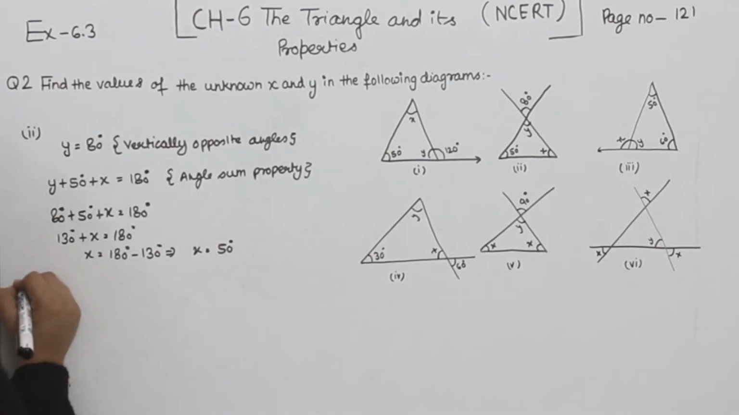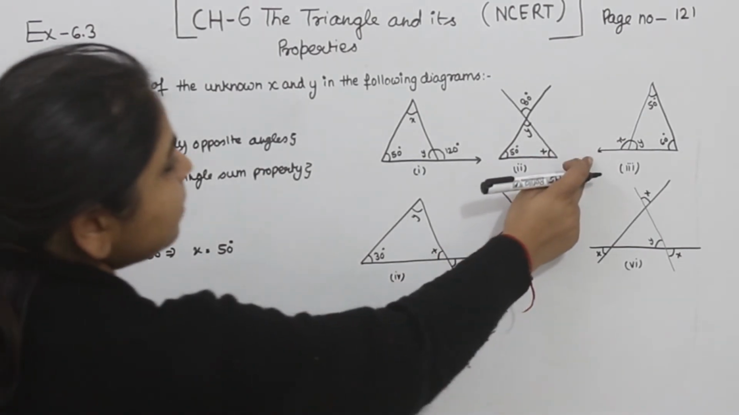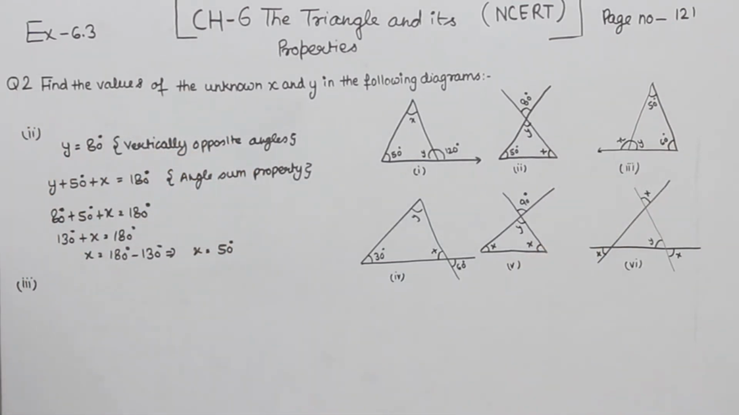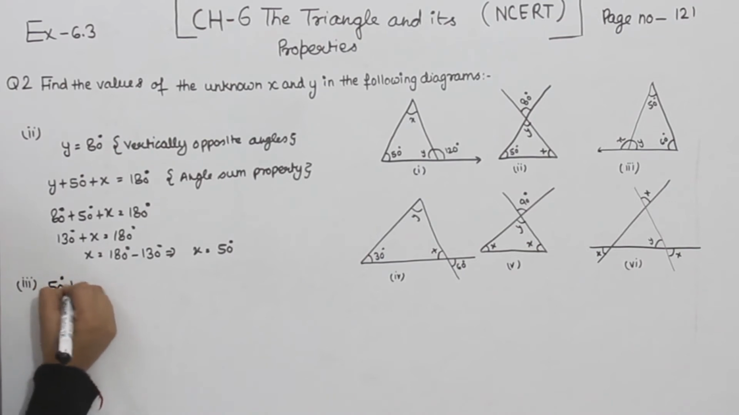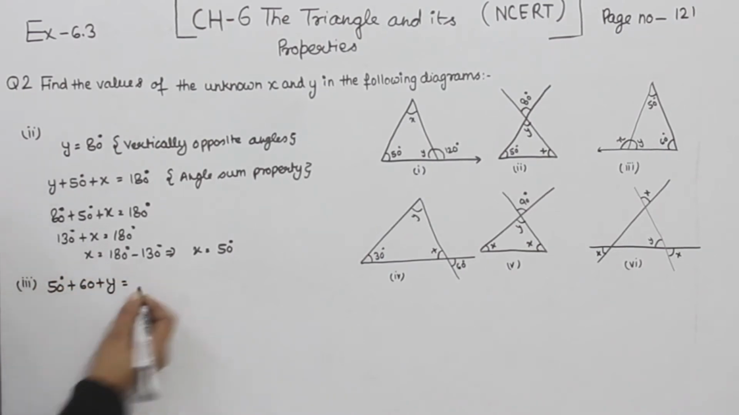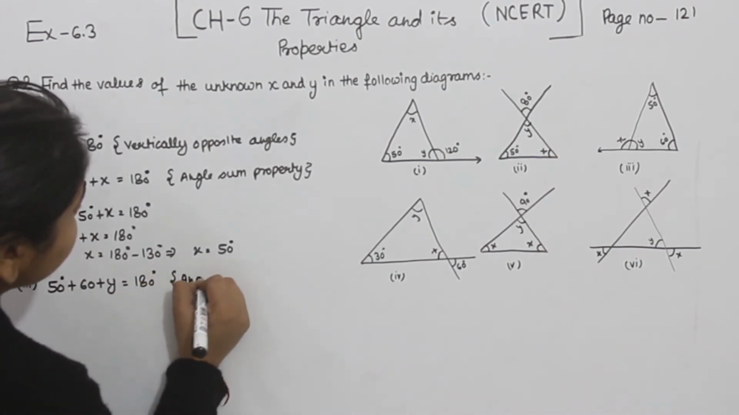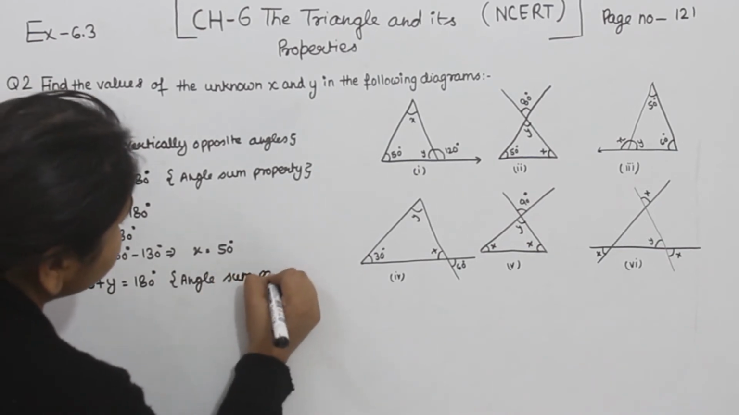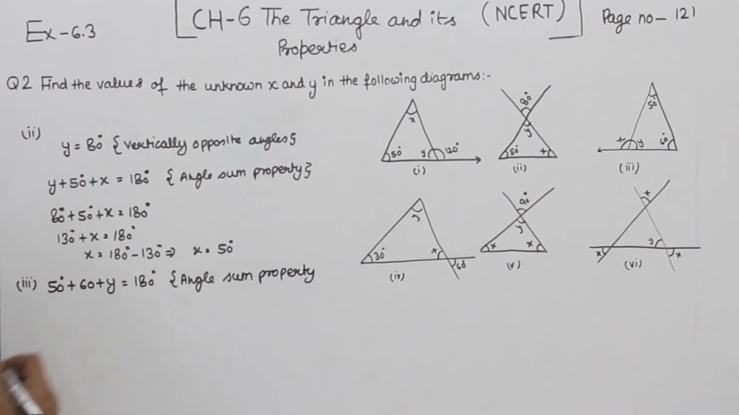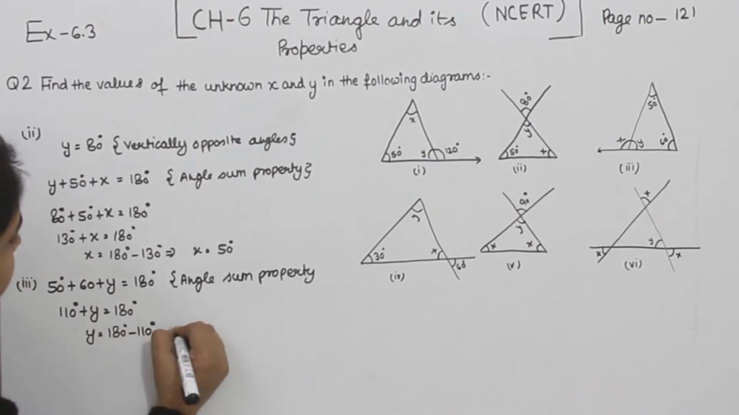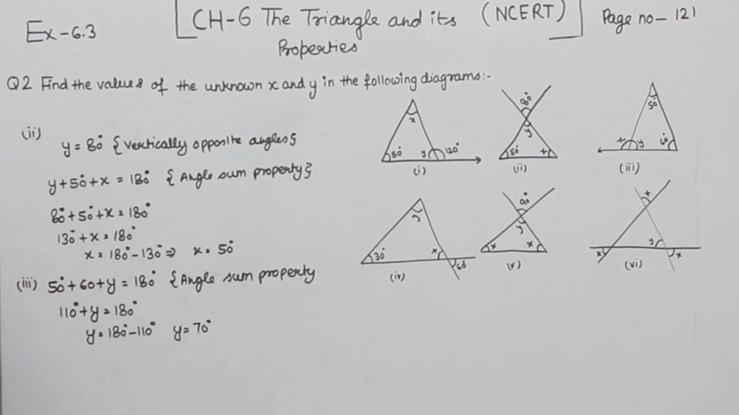Now comes the part 3. This is the part 3. This one is x, this one is y, this one is 50 and this one is 60. First we'll find out y. So 50 degree plus 60 degree plus y is equal to 180 degree with the angle sum property. Now 110 plus y is equal to 180 degree. Y is equal to 180 degree minus 110 and y is equal to 70 degrees. The value of y is equal to 70 degree.